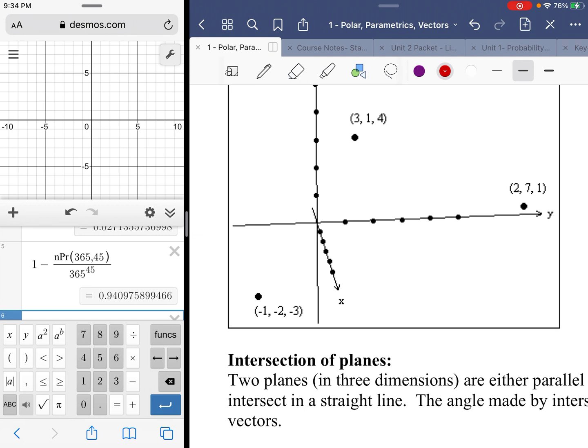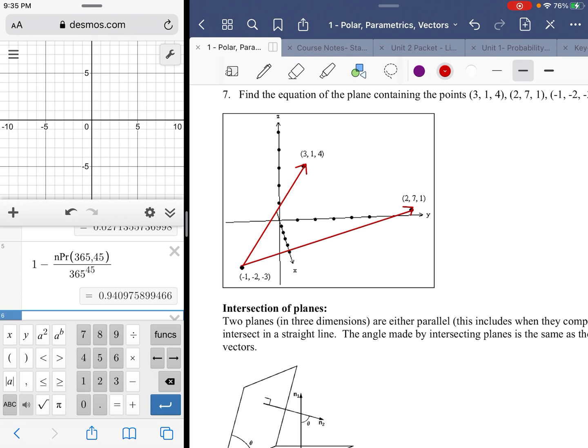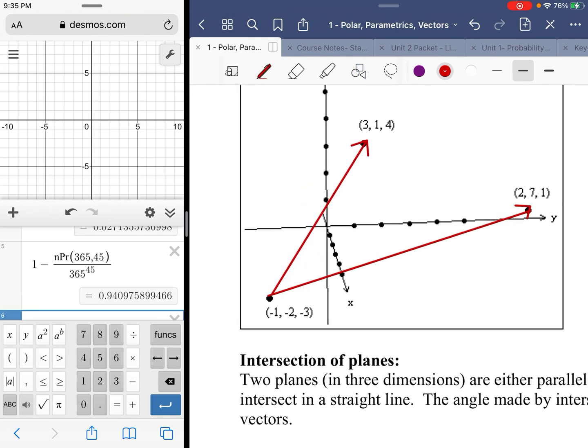So what I'm going to do is pin this at a starting point. I'll make the start (-1, -2, -3), and I'll shoot it on out to the other two coordinates. Just for the sake of consistency, I'll call this one P, I'll call this one Q, and I'll call this R. So that makes this vector PQ, and I'll make this vector PR.